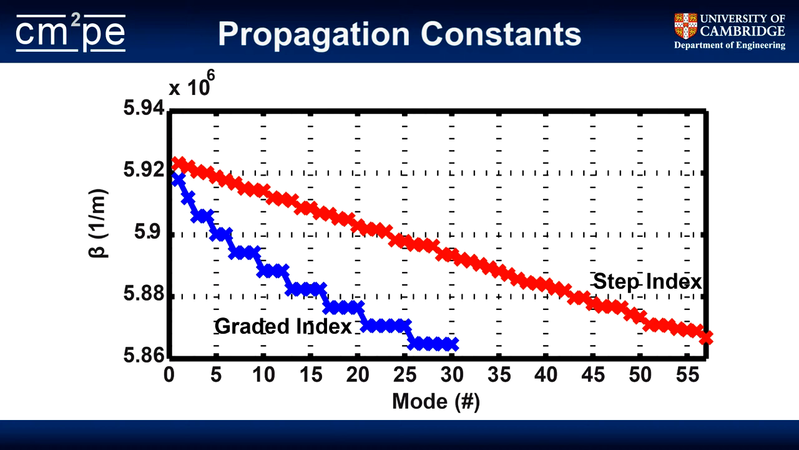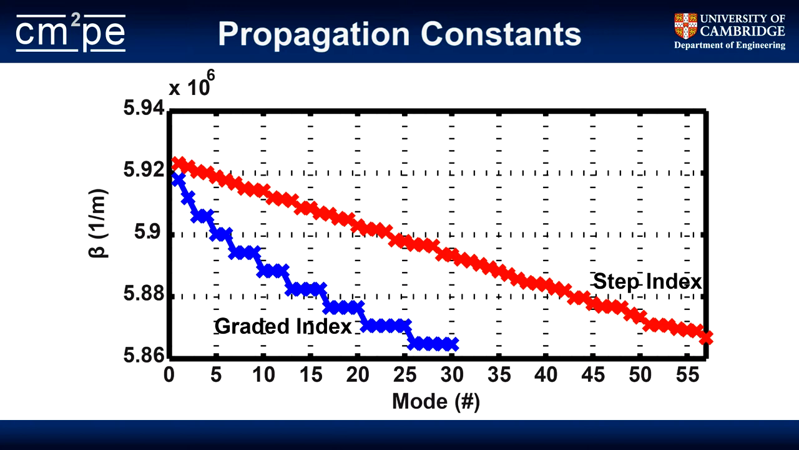Here I've got the propagation constants for a step index and graded index fiber, both 50 micron core, both with the same refractive index contrast. You can see that in the step index fiber, the propagation constants follow more or less a straight line, whereas in the graded index fiber, the modes sort of clump together to form those mode groups, where many modes share the same propagation constant, but they're separated from the other mode groups by relatively large delta betas.